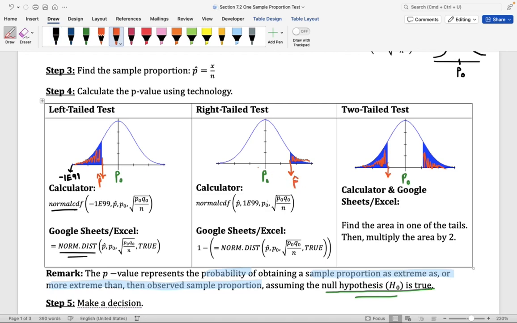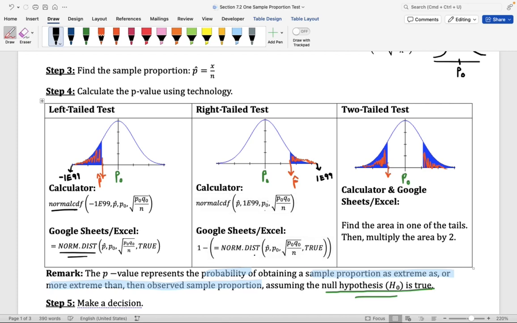Now, if we're running a right-tail test, on step 3, we're going to find a p-hat that is above the p-naught value. It's going to be here on the right side of the distribution. In this case, you want to find the area above p-hat. If you're using a calculator, your lower bound is going to be p-hat. Your upper bound is going to be a really large value, which is 1E99. So again, you have your lower bound, your upper bound, and then you're going to state the mean and the standard deviation of the distribution.